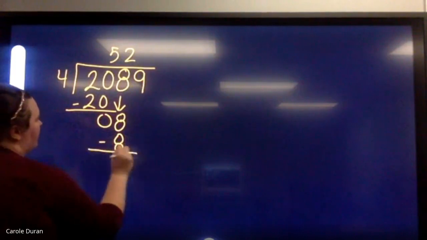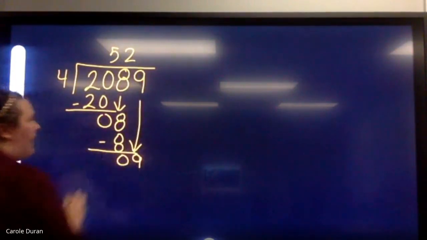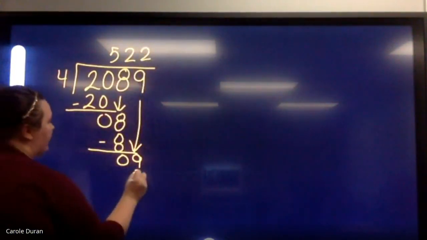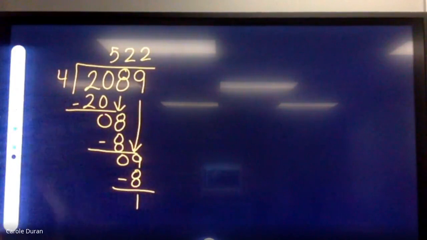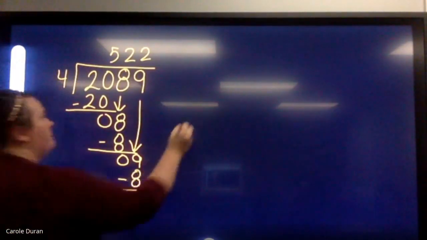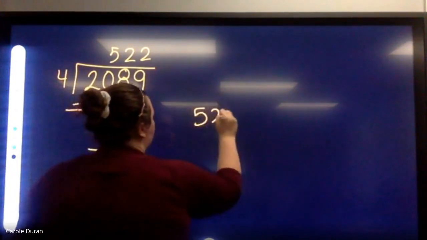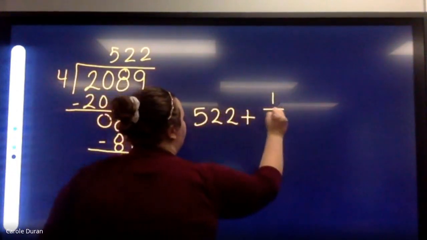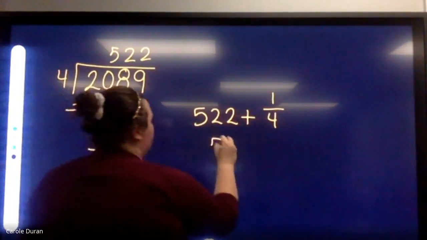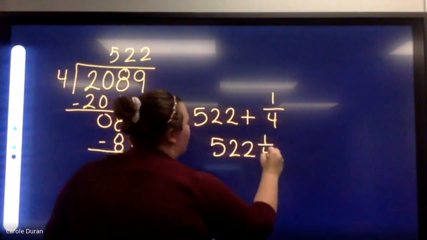Subtract it. And then I drop down the 9. How many times does 4 go into 9? 2 times 4 is 8. I subtract it out. And I get a remainder of what? 1. So my entire answer is this quotient with this remainder. So I write it as 522 plus my remainder over my divisor. So 522 and 1/4.